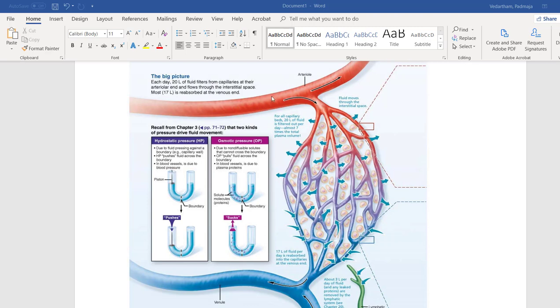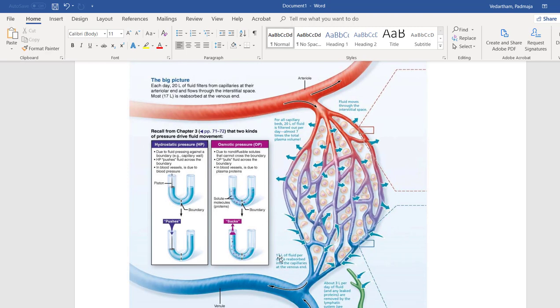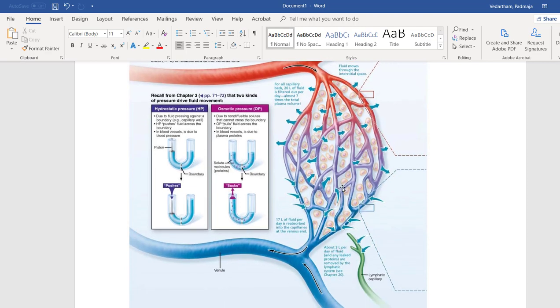So much so that out of the 20 liters which is filtered out, about 17 liters of fluid is reabsorbed. That's the term we use, reabsorbed, on the venular side. So here we call it filtration, and here we call it reabsorption. The difference is about 3 liters, 20 liters minus 17. That's the 3 liters of fluid which is leaked into the interstitial space, and that, along with any leaked proteins, is picked up by the lymph capillaries and taken back into the circulation.